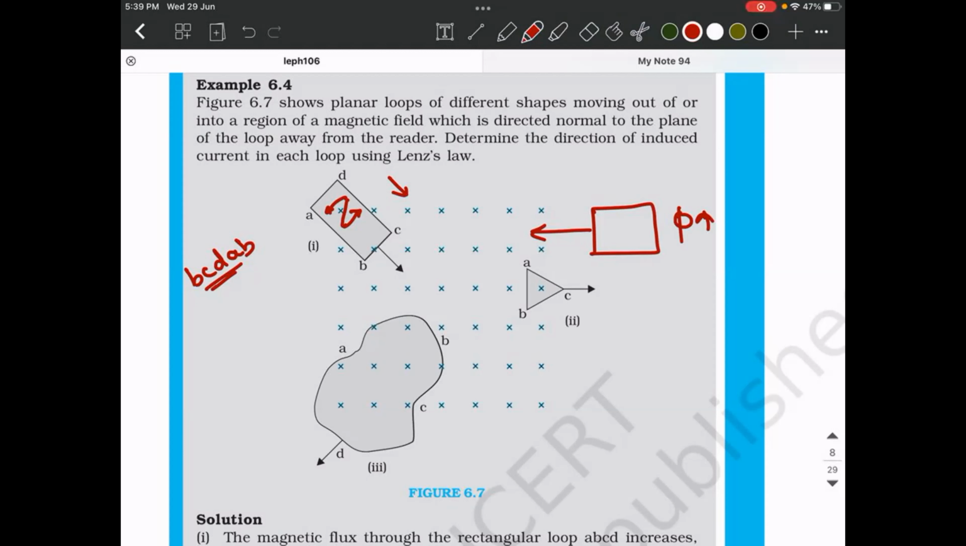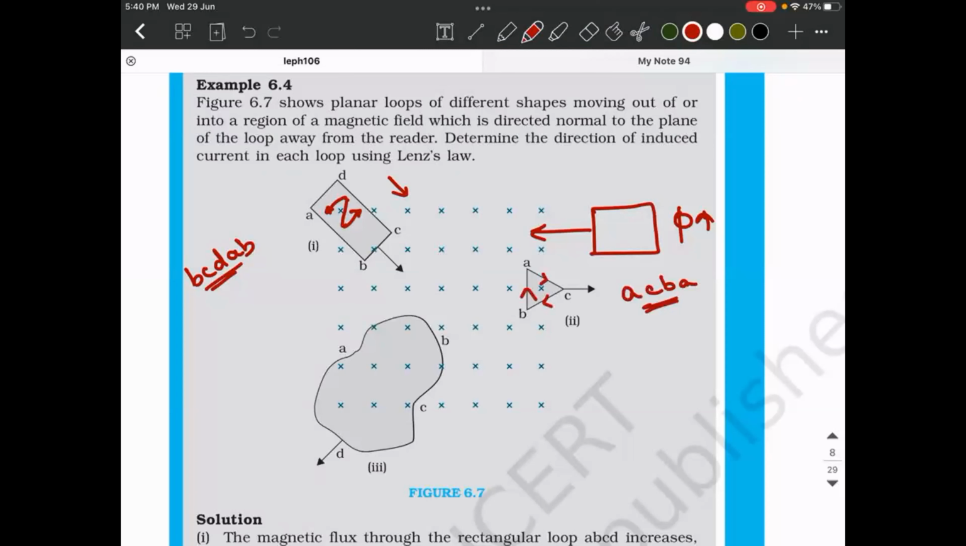Clockwise, because the coil is moving out of the plane. Out of the plane means its flux is decreasing. Decreasing, now the opposite pole of what you are. So your north pole, the opposite pole will be south pole. So the current should flow in the clockwise direction, ACBA.